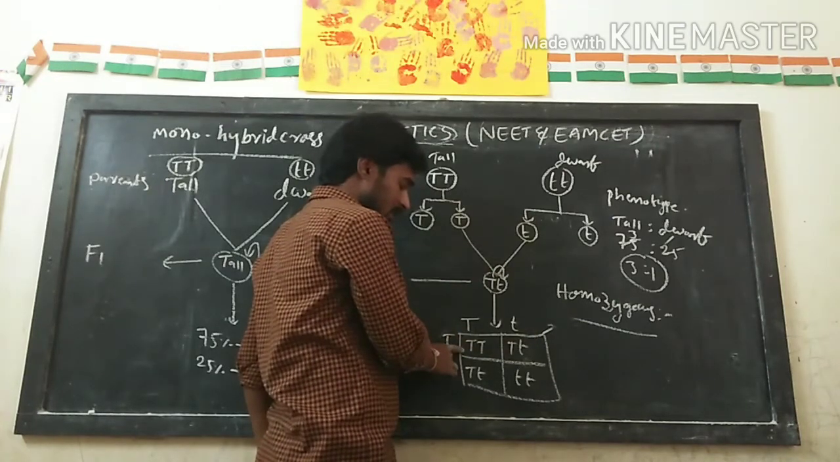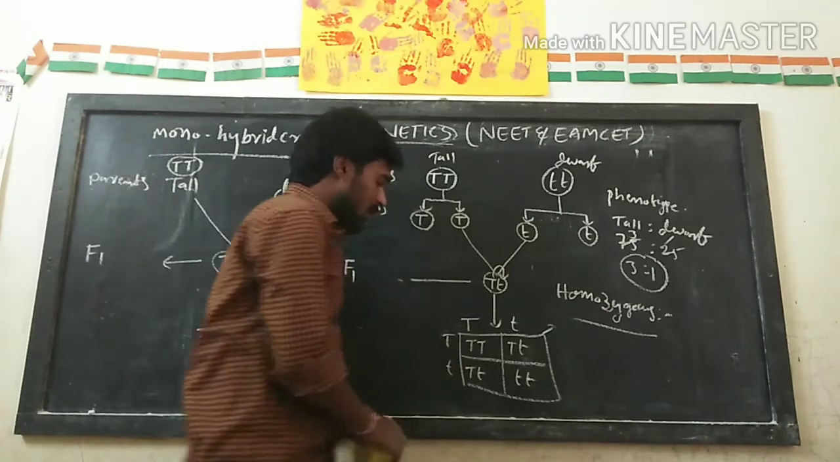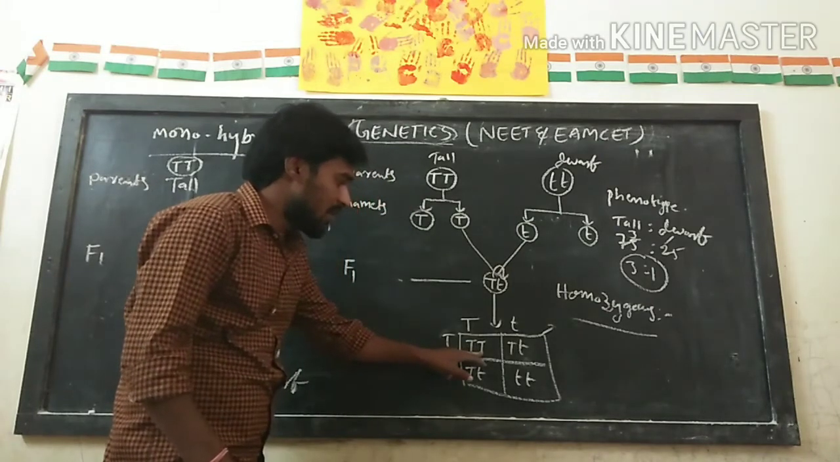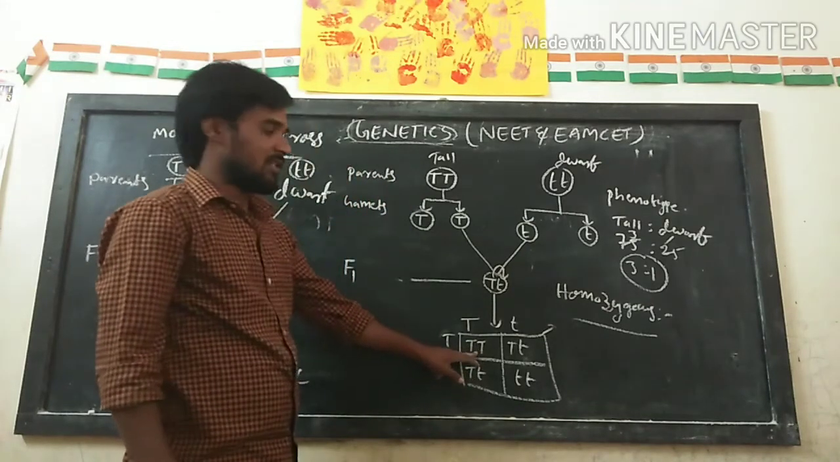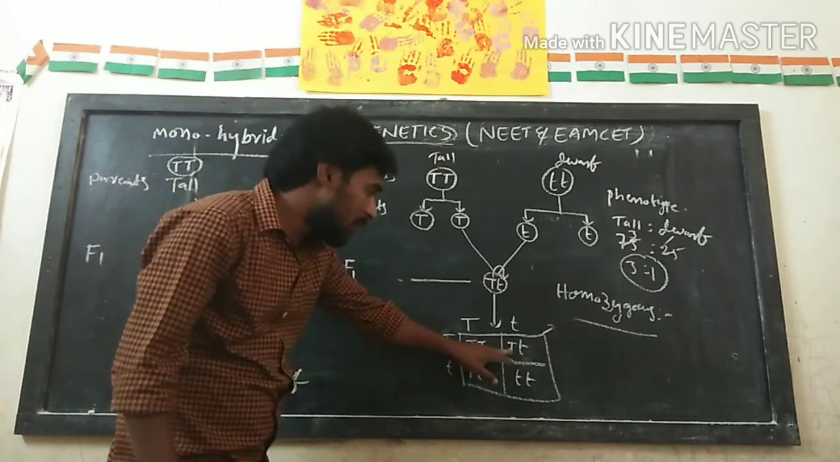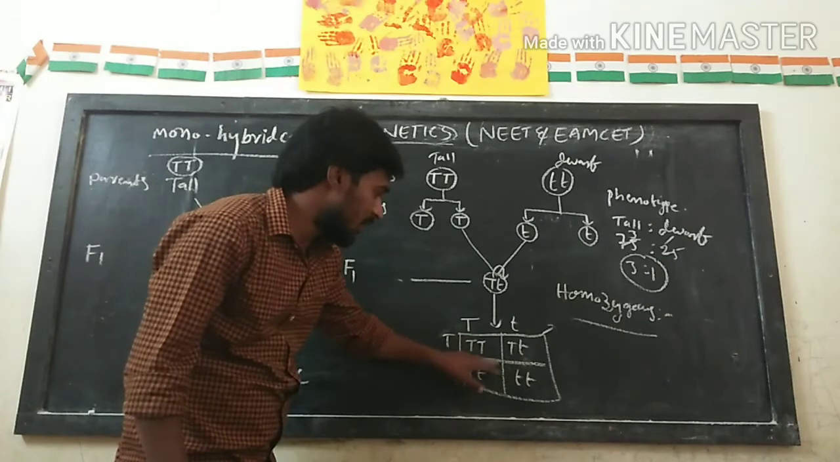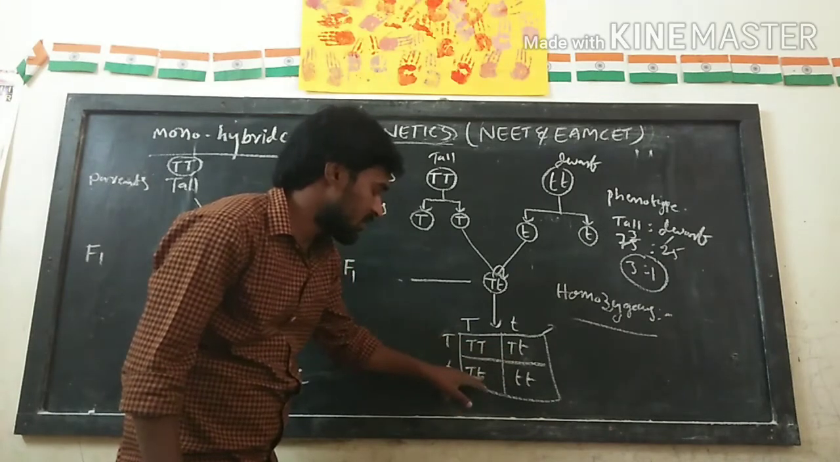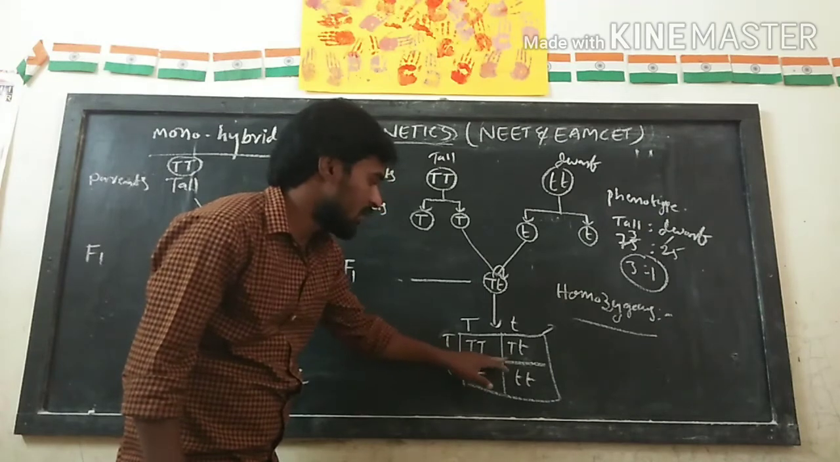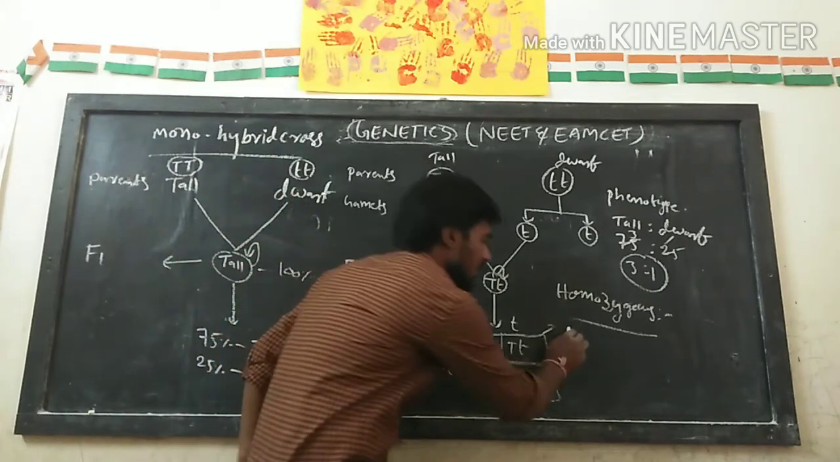Here, what is this, capital T, capital T? Here, two genes are similar in nature. That is why it is homozygous. What is this, capital T, small t? These two are dissimilar in nature. That is why capital T, small t, capital T, small t, dissimilar nature of the genes. How many here? Two. That is why these two are called heterozygous.